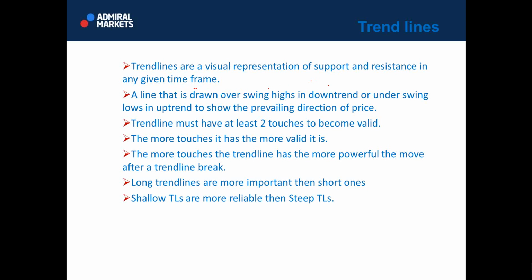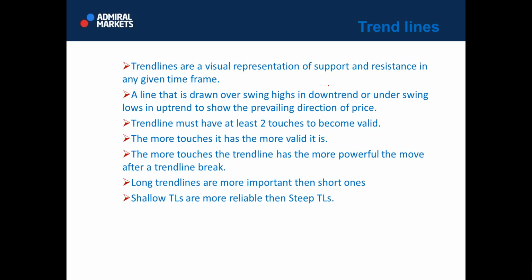A trend line is a line that is drawn over swing highs in a downtrend or under swing lows in an uptrend to show the prevailing direction of the price. A trend line must have at least 2 touches to become valid. The more touches it has, the more valid it is. The more touches the trend line has, the more powerful the move after a trend line break.